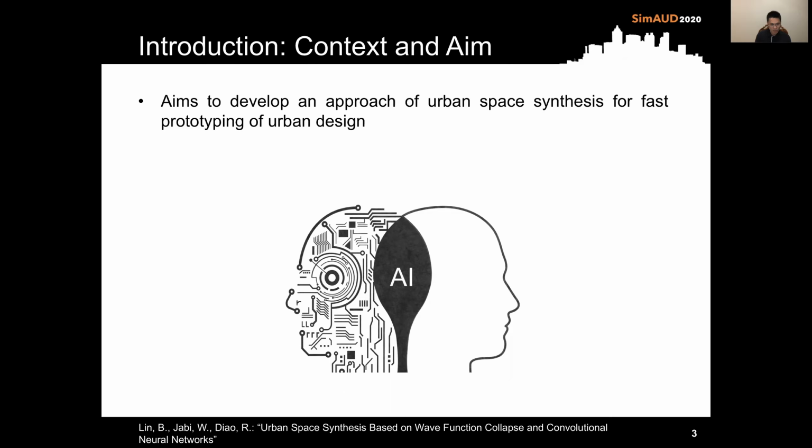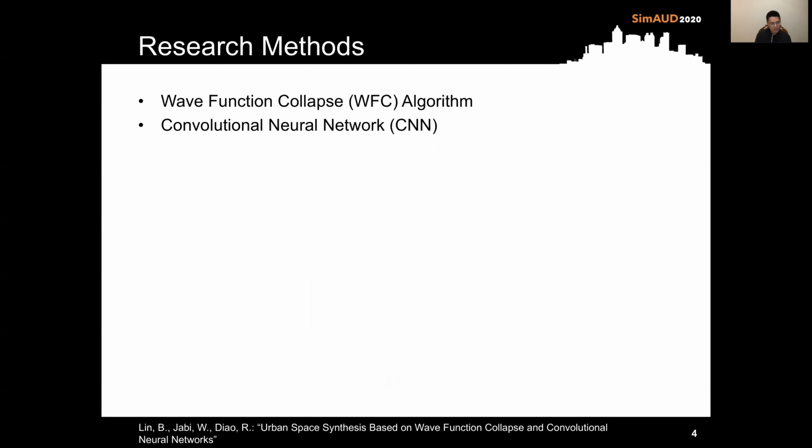Most current urban generative designs are based on procedural modeling, which are the manually set design grammars or rules to generate design. With the development of AI, deep learning techniques are applied in many fields. This research puts forward an approach based on example and learning. This research uses method of wave function collapse algorithm and convolutional neural network.